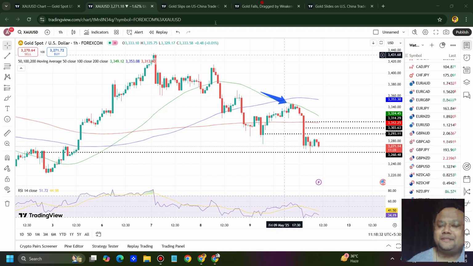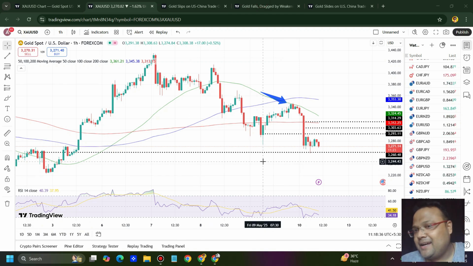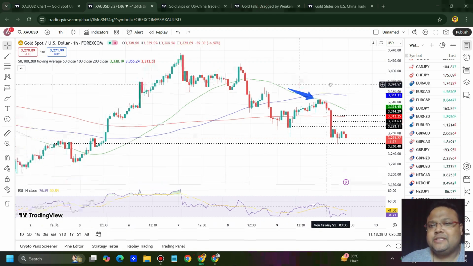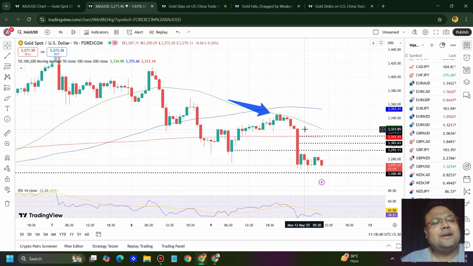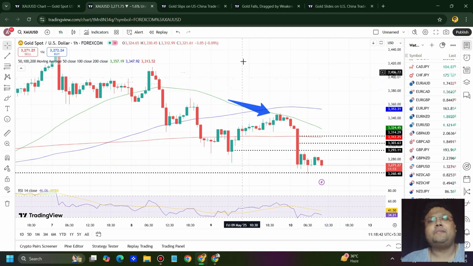So let's get started. My dear friends, the market is open and we got to see a good amount of selling pressure after the market opening.